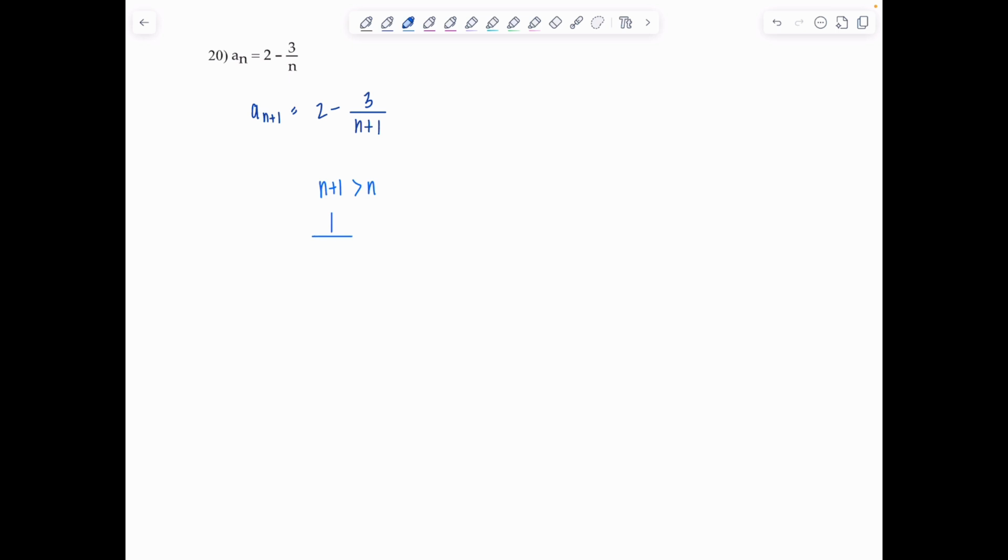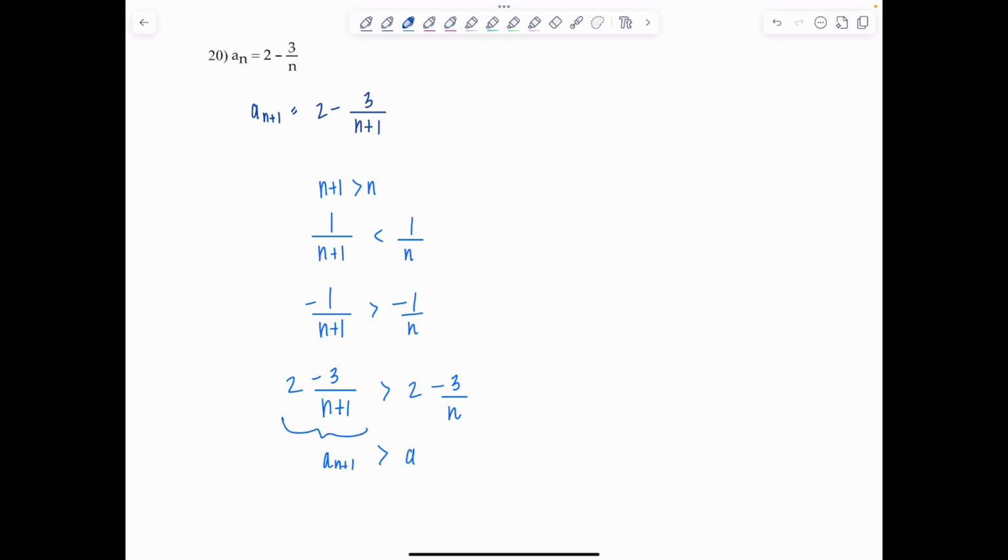If I take the reciprocal, then the reverse inequality is true. 1 over n plus 1 is going to be smaller than 1 over n. If I multiply by a negative, it flips again. So negative 1 over n plus 1 is greater than negative 1 over n. I'm just trying to manipulate it to look like this guy, okay? So negative 3 over n plus 1 is greater than negative 3 over n if I just multiply through by 3, and the same thing holds if I add a 2. So then I've shown a sub n plus 1 is greater than a sub n, and that means a sub n is monotonic increasing.